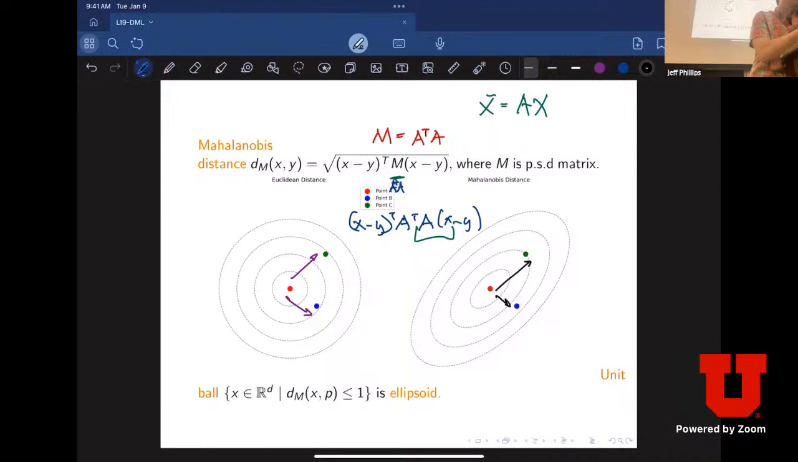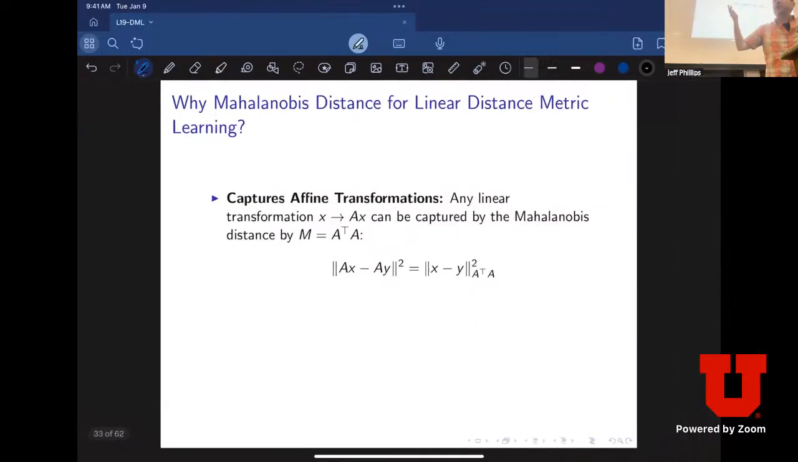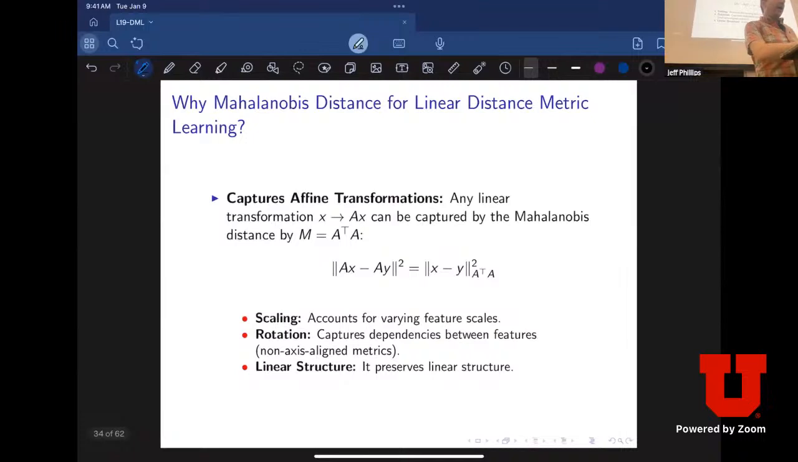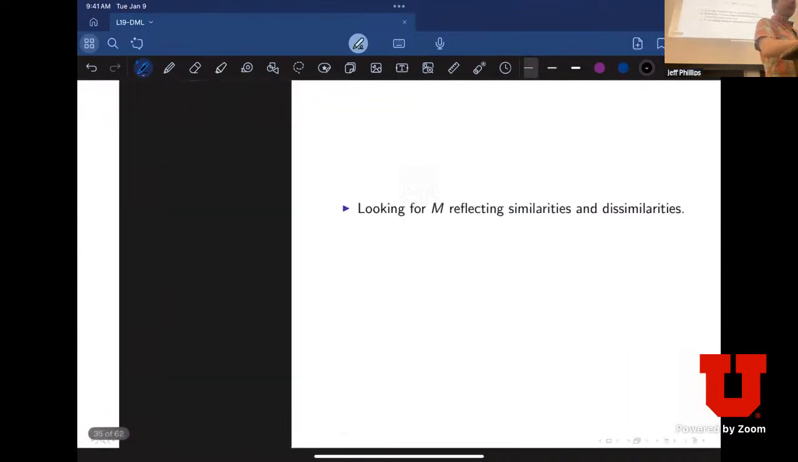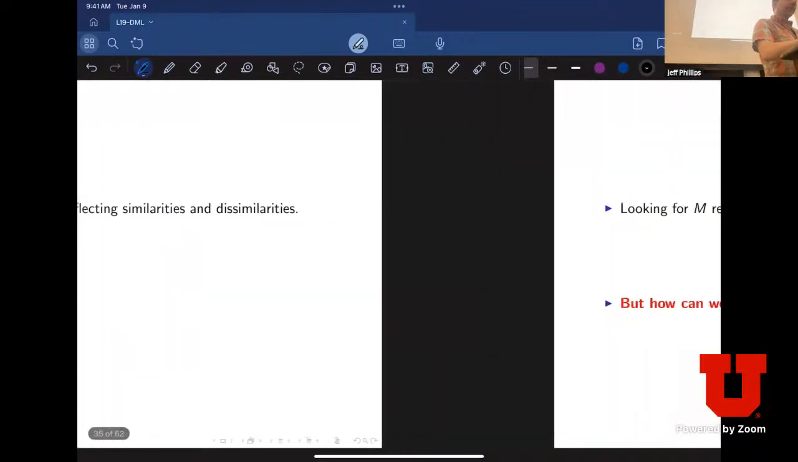Okay, if I want to do this, the more data I get, I should be able to do better. So this captures all affine transformations, and it accounts for feature scaling. If I have a rotation in the space, it still works. It'll still give me the same distance measurement at the end, and it preserves all this linear structure we talked about. Okay, so we want to look for this M.